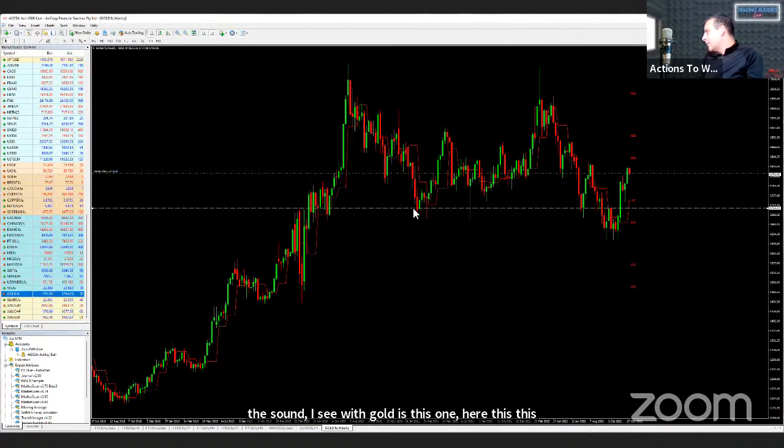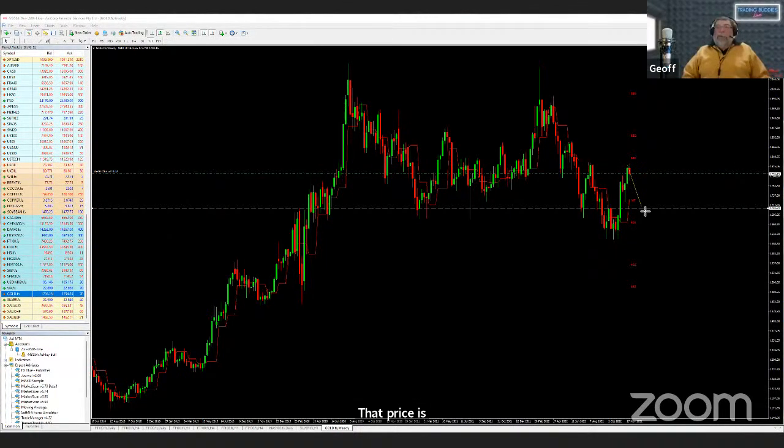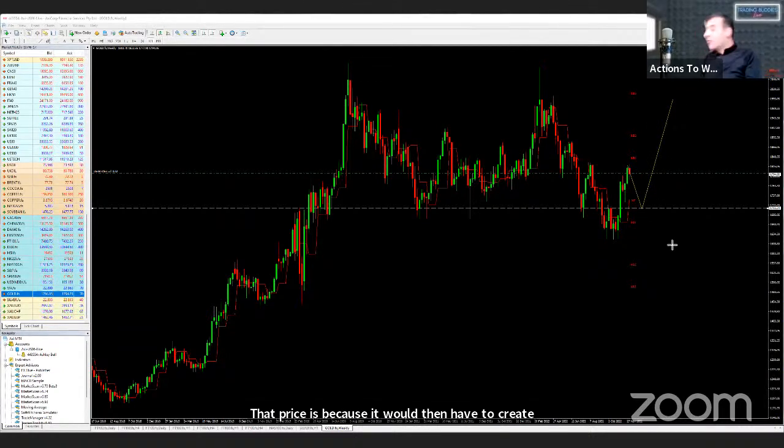I know it's a little bit messy, but you can see the support here, and the support here. The resistance there, and that looks like the price. The reason I would love that price is because it would give you a beautiful right shoulder. So 1700 is the area for me. That's where I would be all over it.